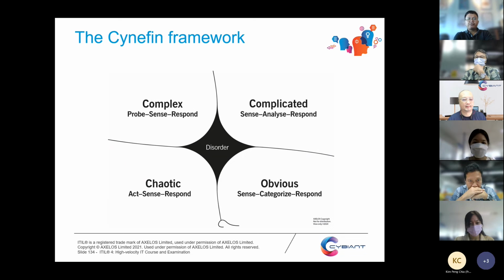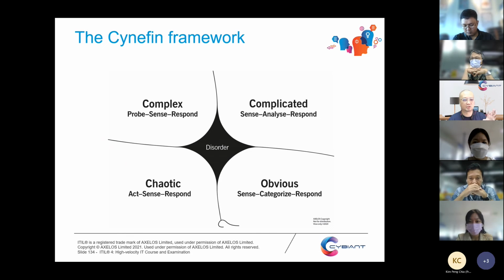This is the ITIL way of looking at how complex things are, or how we define or explain complexity in terms of the work that we do. If you look at this diagram, it's a very interesting diagram. On the top left-hand side is complex and the bottom is chaotic. On the right-hand side is complicated, and that is obvious. If you look at a current system, it could fall into one or multiple categories.